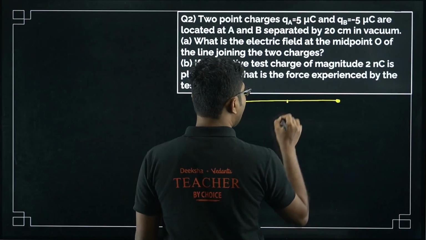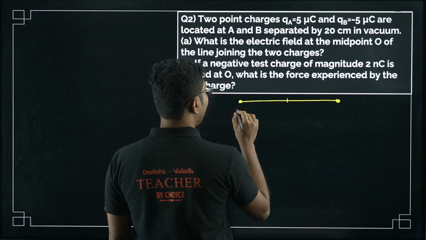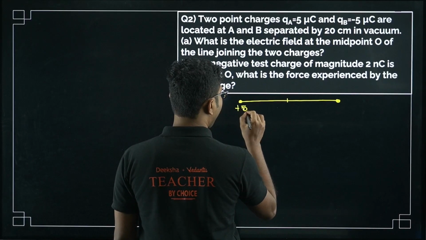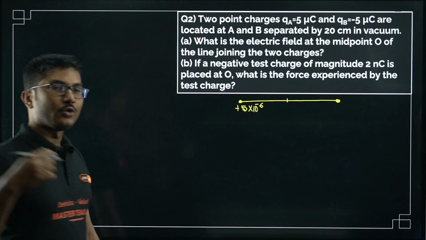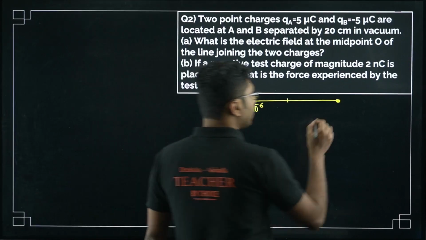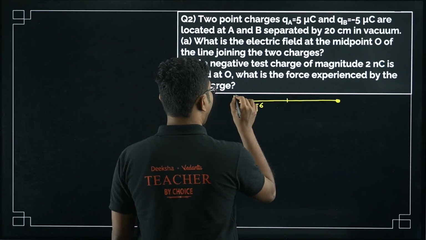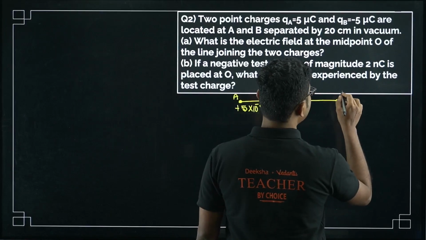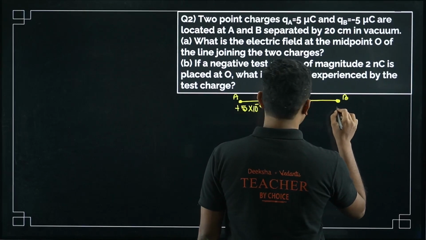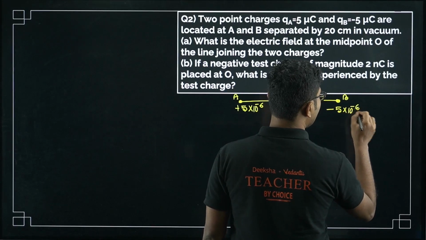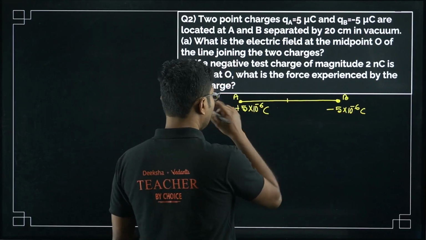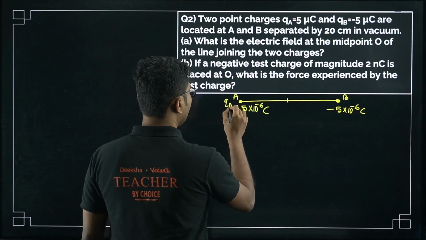So we have two charges. One is plus 5 microcoulomb. Micro means 10 to the power of minus 6. So micro, nano, you have to be familiar with. So again, this is charge A, and charge B is minus 5 into 10 to the power of minus 6 coulomb. So this is QA, this is QB.